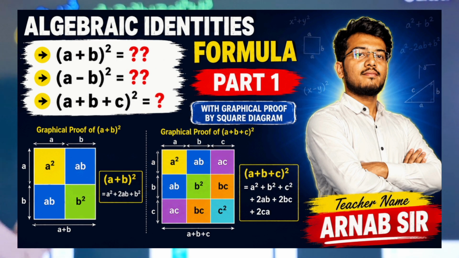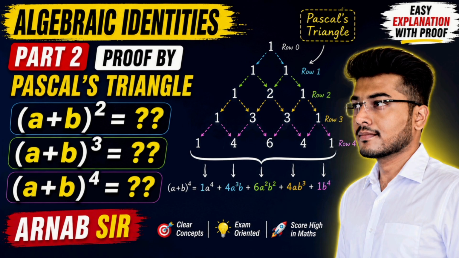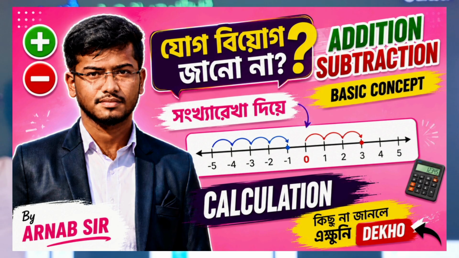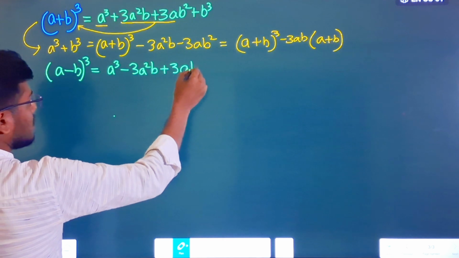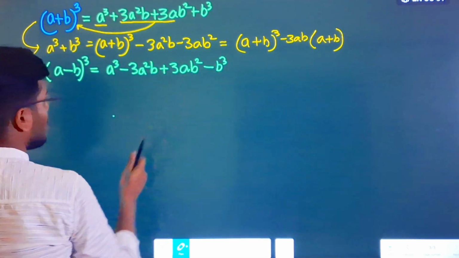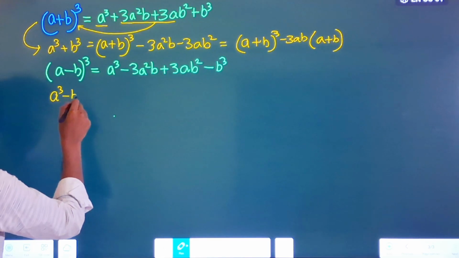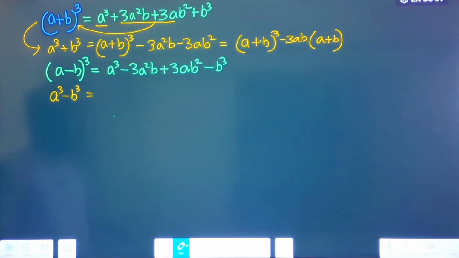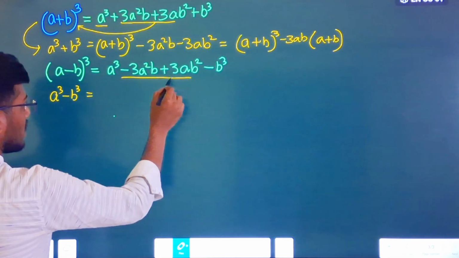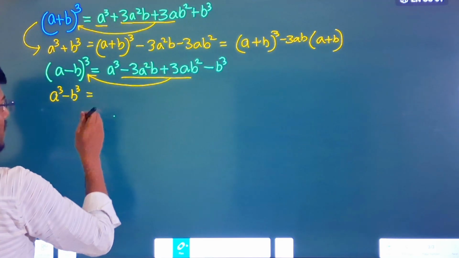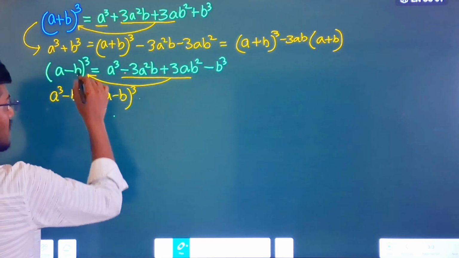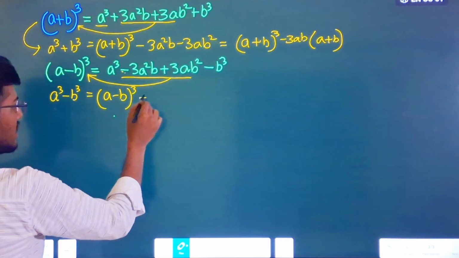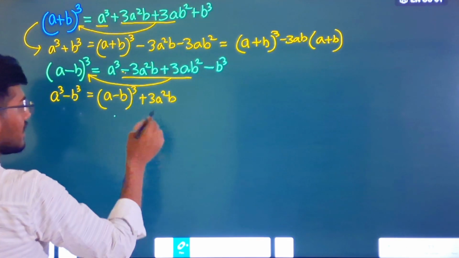Okay, so the second one is, what is the second one? (a - b)^3. So a^3 - 3a^2b + 3ab^2 - b^3. In the previous page I already discussed why we find out (a - b)^3. Okay, to find out the formula a^3 - b^3, what is the answer? At first you put this portion on the left hand side. So it is (a - b)^3, then the minus term goes to the other side, so obviously it is plus 3a^2b.